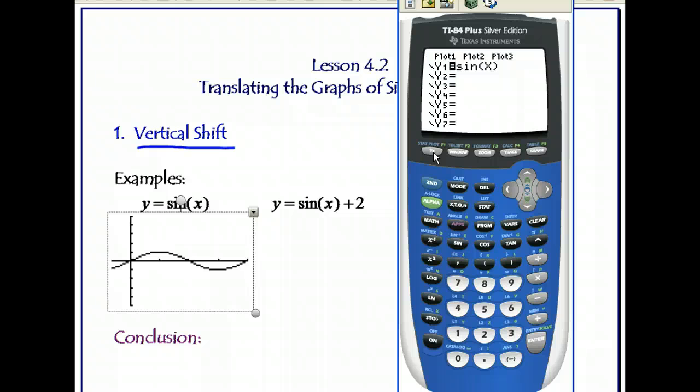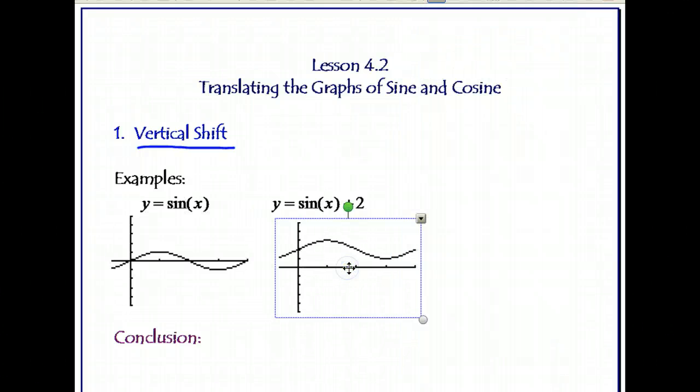let's type in a +2. Now what do we think is going to happen there? Well, it's a plus. So I think that might mean it's going to move the entire graph upward. And look at that. That's exactly what it did. So let's drag this guy down here.